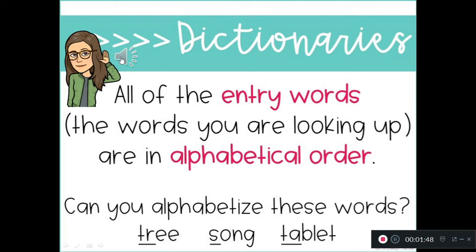Can you alphabetize these words on this slide? You have the words tree, song, and tablet. We know that S comes before T, right? Q-R-S-T. So we know song begins first. But then you have two words that also begin with T. So then we move to the second letter, and that second letter is R and A. We then know that tablet comes next because A is the first letter of the alphabet. Then the final word would be tree.